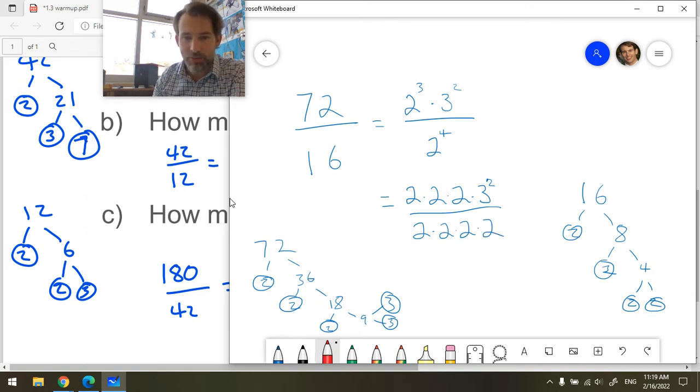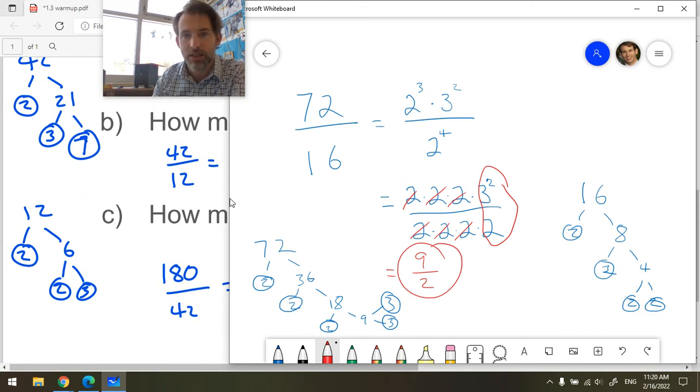And now I get my canceling pen out. This 2 cancels that 2. This 2 cancels that 2. This 2 cancels that 2. These cannot be canceled. I can't cancel that 2 with that exponent. That's 3 times 3. That has nothing to do with the number 2. It's just 3 multiplied by itself twice. So this is actually equal to 3 squared over 2. This is equal to 9 over 2.